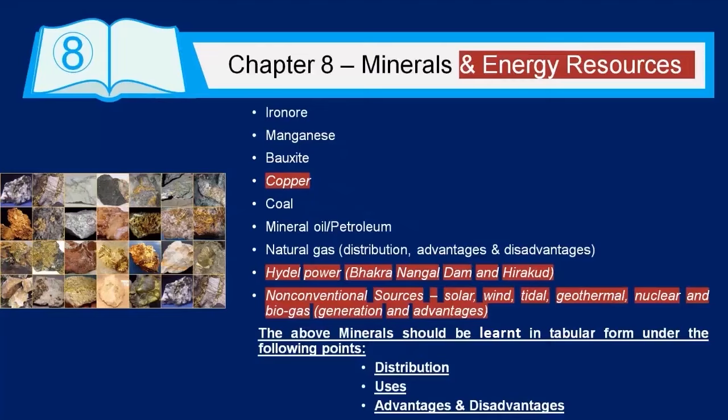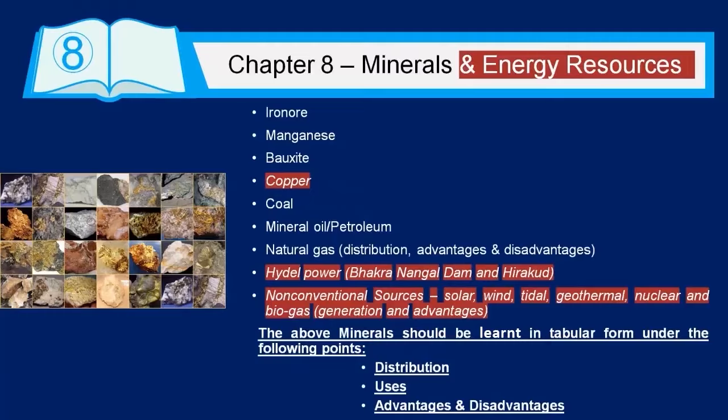In Mineral and Energy Resources Part 2, you have to study the difference between conventional and non-conventional resources. In conventional resources, you have to study only coal, petroleum and natural gas. These you have to study under the headings types, distribution, areas, advantages and disadvantages. You can study them in tabular form. In hydropower, Bhakra Nangal Dam and Hirakud Dam have to be done under the heading Location, Dams and Benefits.